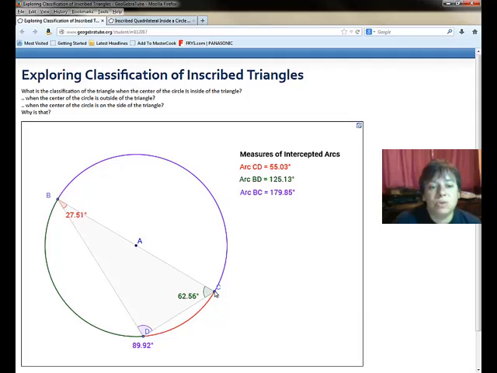When the center of the circle is on the inside, I'm not over 180 degrees yet, so it's an acute triangle. What if the center of the circle is outside of the triangle? Well, now you can see that this is an obtuse triangle, and the arc that's subtended is actually more than 180 degrees. Well, if I have a number more than 180 degrees and I divide it by 2, the answer will be more than 90 degrees, which makes it obtuse.